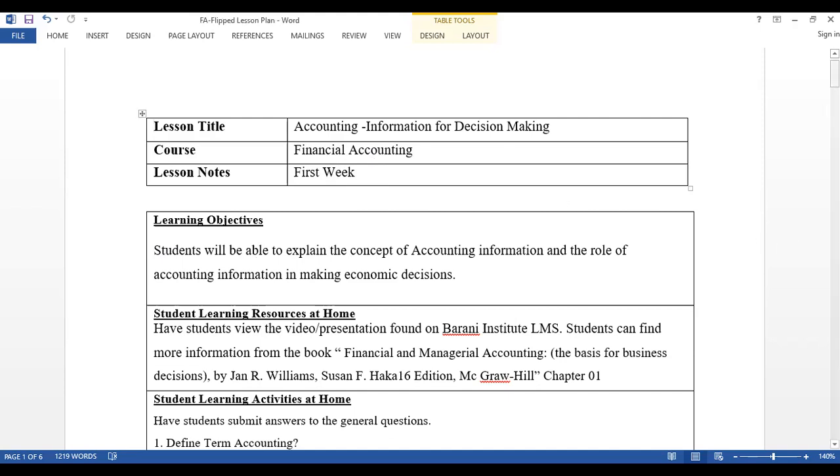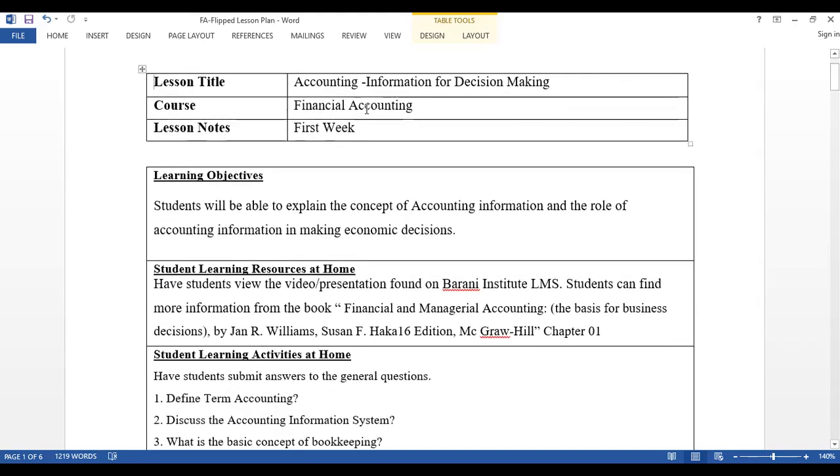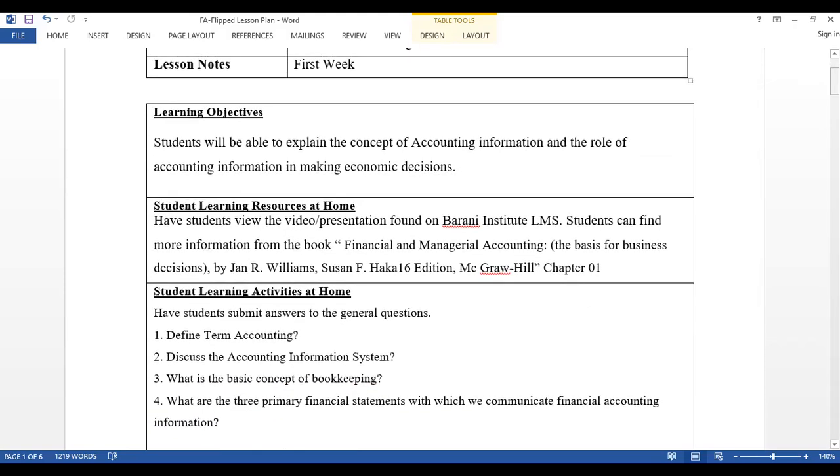First, read the lesson title: accounting information for decision making. The second is Financial Accounting, that's the course, and the lesson of the first week. You should print it and come to class with these detailed notes. Further, the material and the videos will be provided on the Barani Institute LMS.